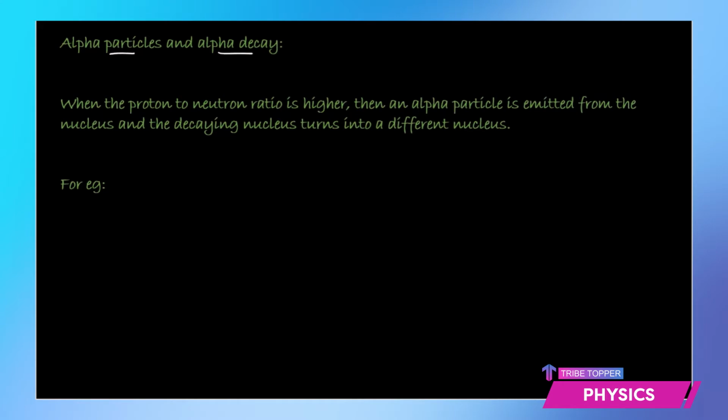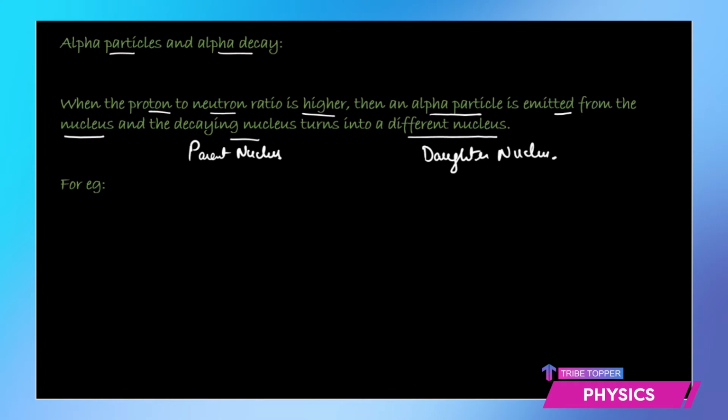As we discussed in the previous video, heavier nuclei are unstable because of a greater number of protons as compared to the number of neutrons. That means the proton to neutron ratio is higher. Your nucleus is unstable, and in that case an alpha particle is emitted from the nucleus, and your decaying nucleus turns into a different nucleus. The decaying nucleus is the parent nucleus, and it turns into a different nucleus, which is the daughter nucleus. This alpha decay happens when the proton to neutron ratio is higher.